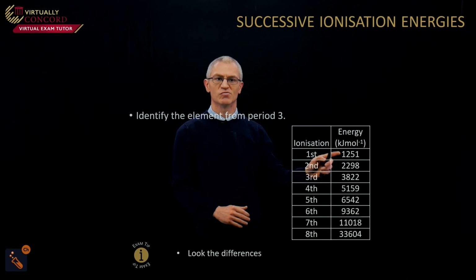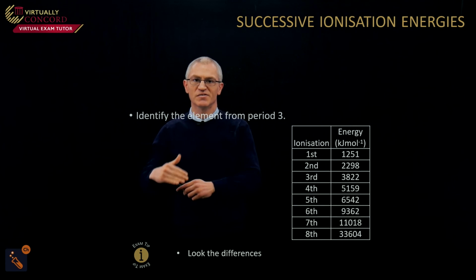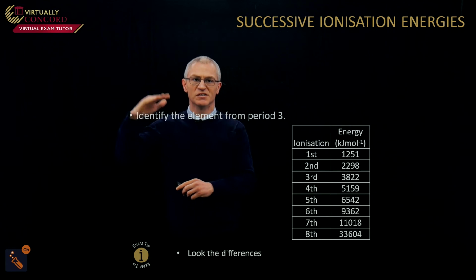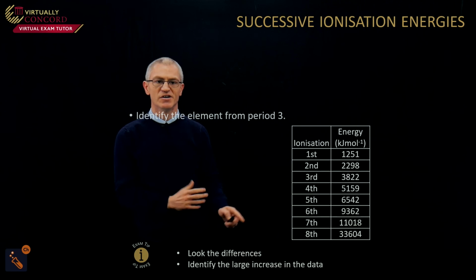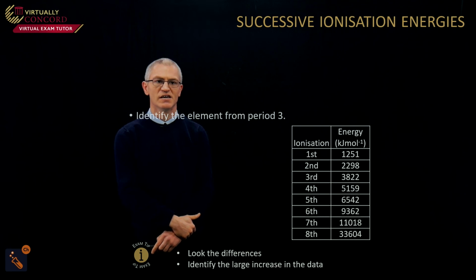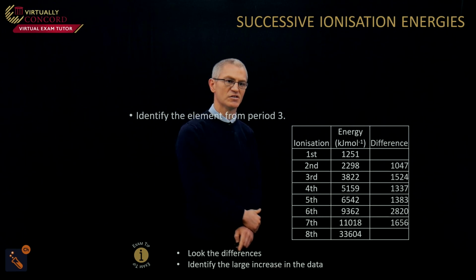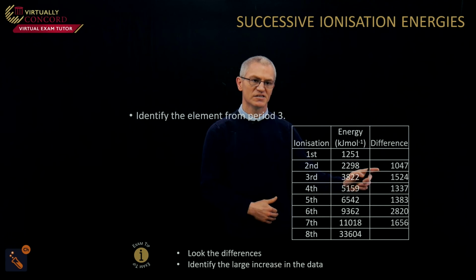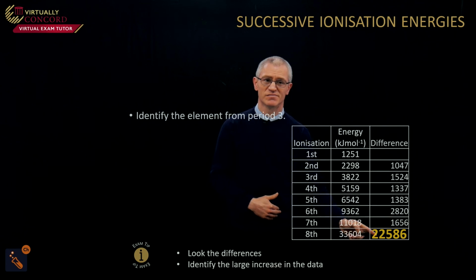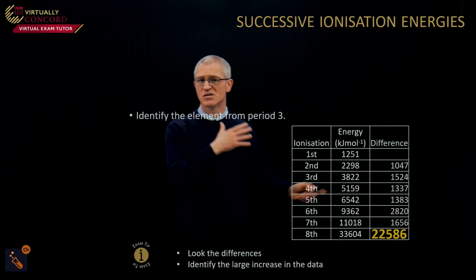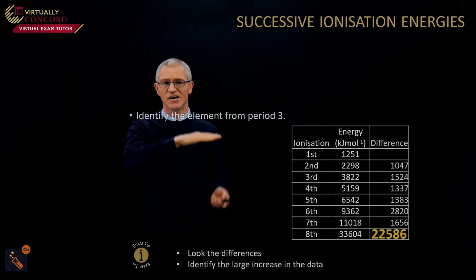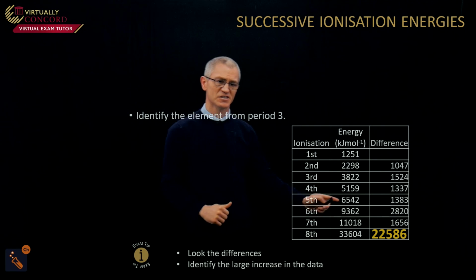So 2298 minus 1251. You look at the differences, because then you're getting an idea of whether there's a big jump or not between the first and the second. You identify then the large increase in the data. So let's look at that data. The difference between the numbers, you can see that they do vary a little bit here, but they're not hugely different from each other. But then if you look at the last one, that's massively different. That's 22,000, where the rest are vaguely around the 2,000 to 3,000 area, whereas this is massive.